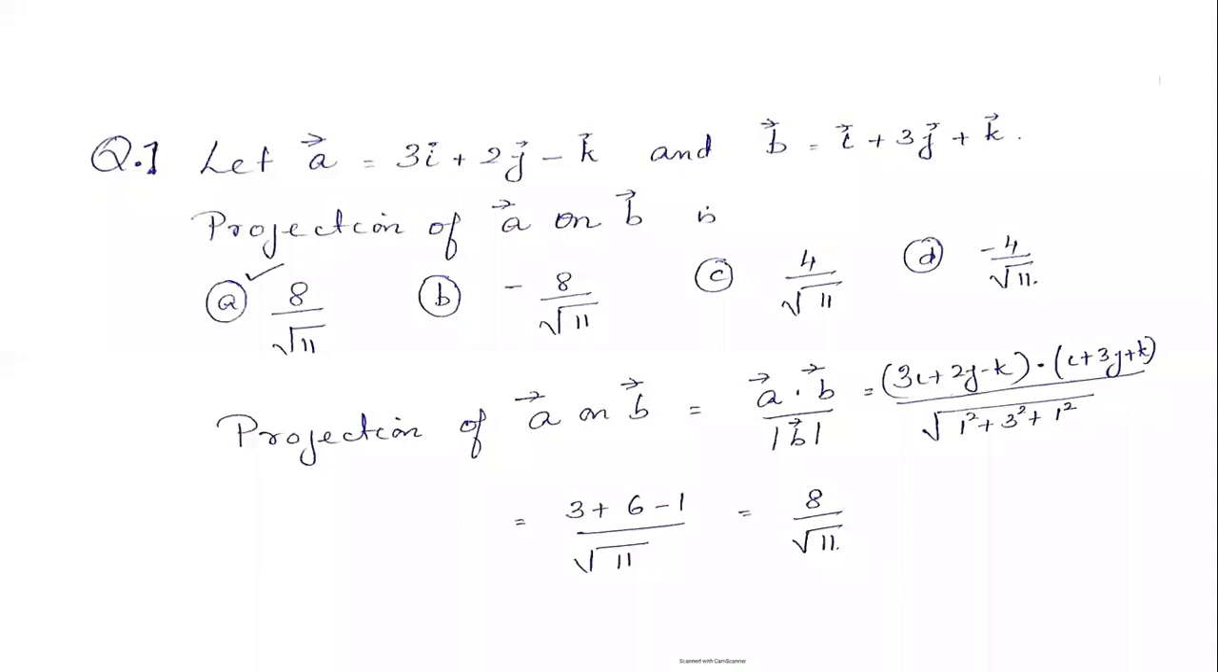Now we see some problems. First question: let A equal to 3i plus 2j minus k and B equal to i plus 3j plus k. What will be the projection of A on B? Projection of A on B can be found out by the equation A dot B divided by modulus of B. When you take the dot product A dot B, you get 8, and modulus of B is equal to root of 11. So the answer is 8 by root 11 and the option is A.